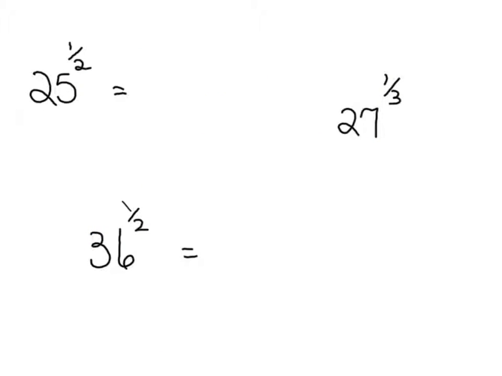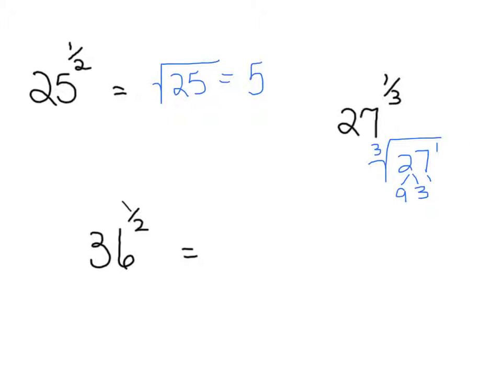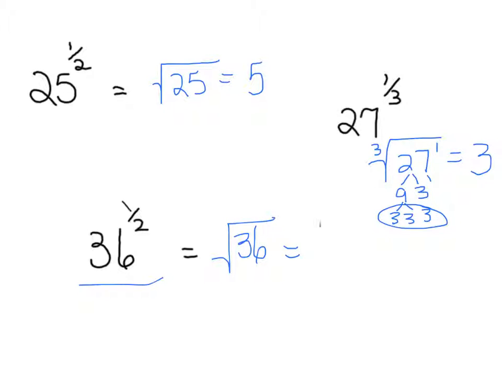So here are a few more, right? If I have 25 to the 1/2 power, that's the same thing as the square root of 25, which is 5. Over here, I put the 27 on the inside. This would be to the first. I don't always write that. And then 3rd. Well, remember that this is 9 times 3, which is 3 times 3 times 3, right? So this is just 3. So what's 36 to the 1/2 power? Well, it's the square root of 36, which is 6.